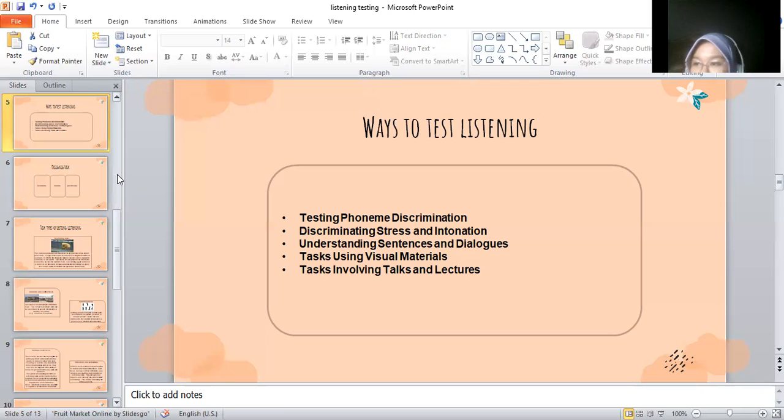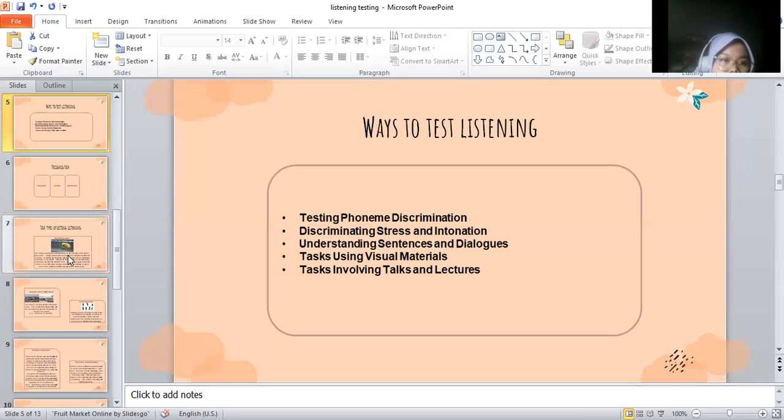And the last, tasks involving talks and lectures. For students who will use English in school where it is the medium of instruction, there will be situations where they need to listen to lectures or talks in English and take notes and/or answer questions about the lecture or talk. Therefore, listening tests can involve listening to formal or informal talks.